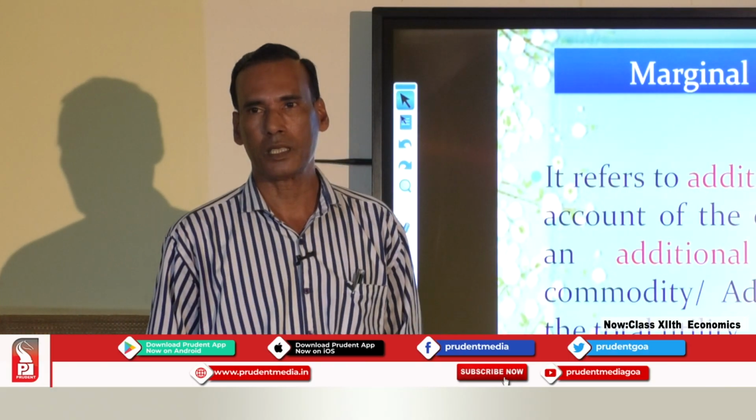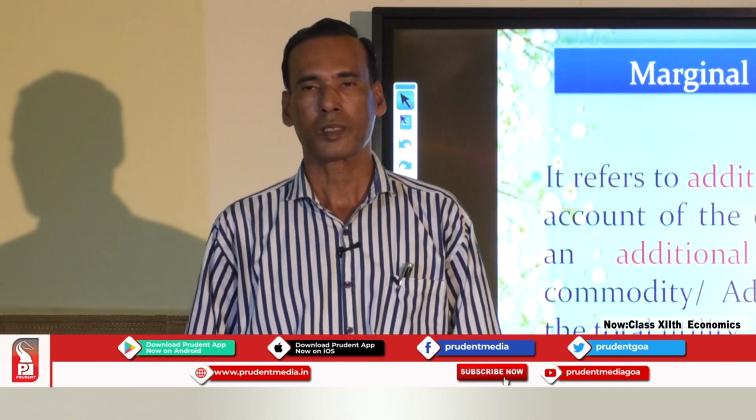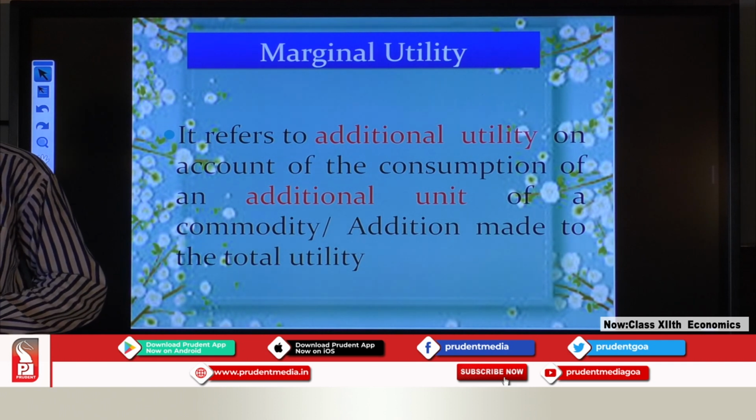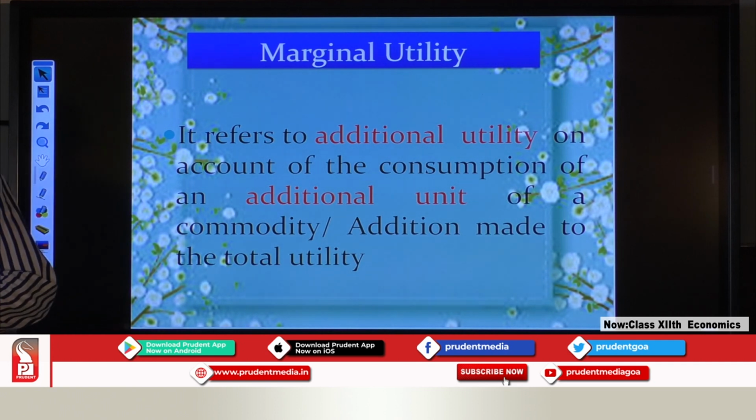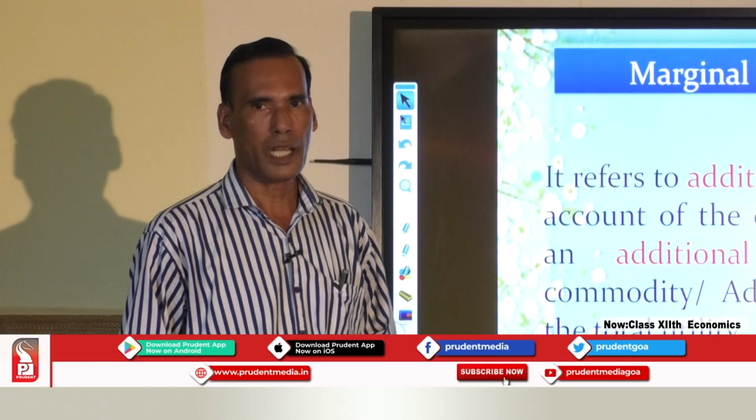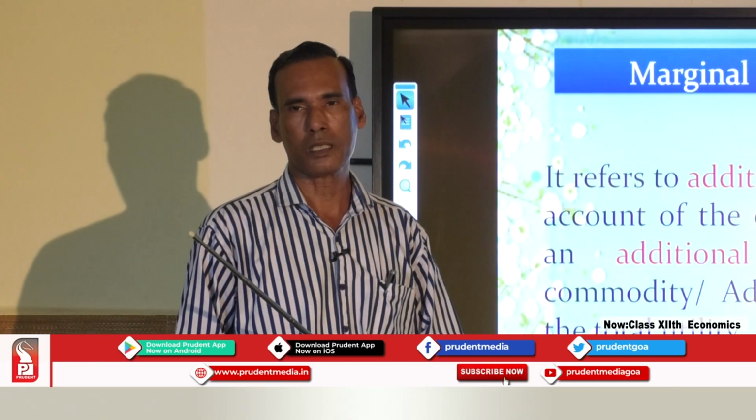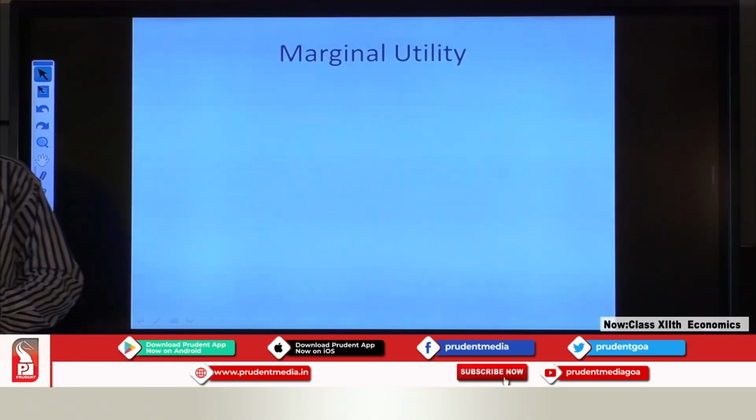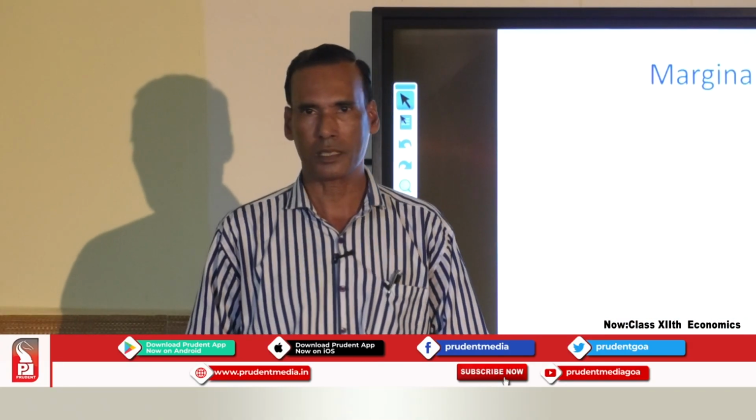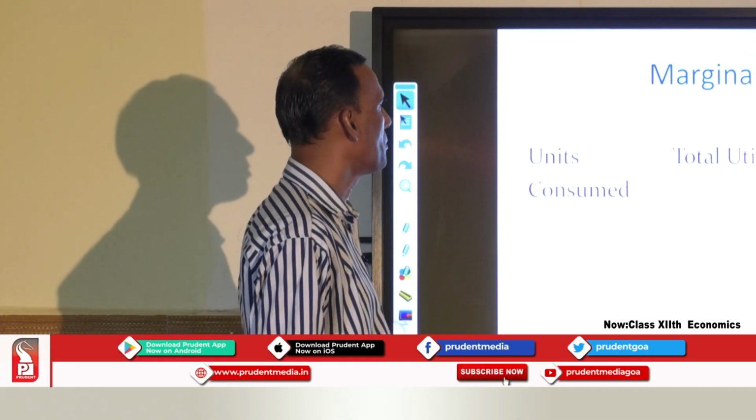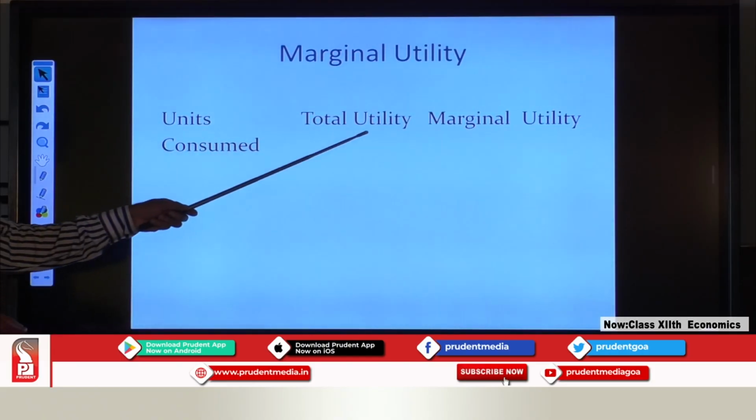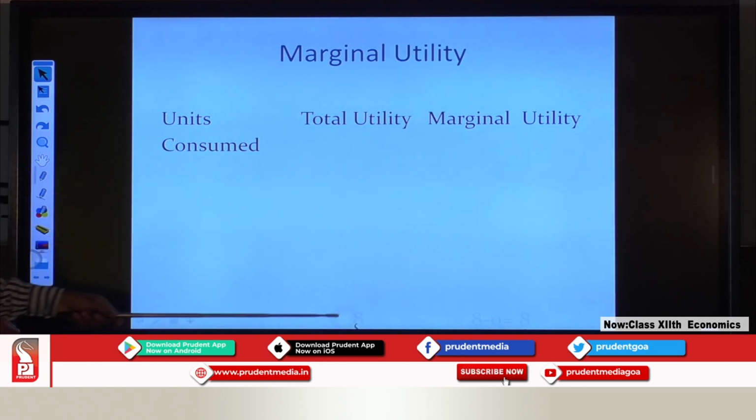Now, coming to marginal utility. Marginal utility means addition made to the total utility. Marginal utility is a derived concept. It is derived from the total utility. So, in short, it is the addition made to the total utility. Now, let us see how marginal utility is calculated. Units consumed, total utility, marginal utility.